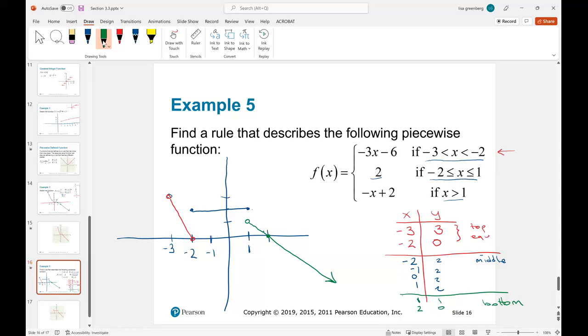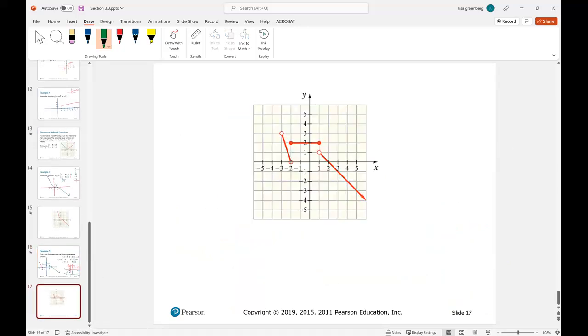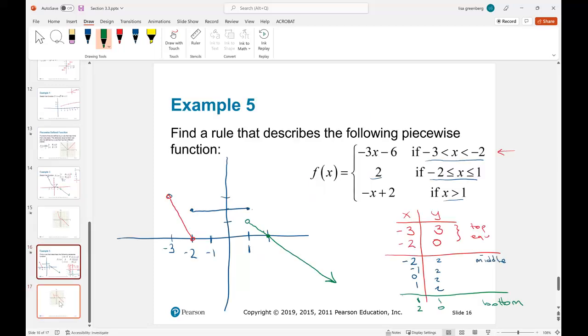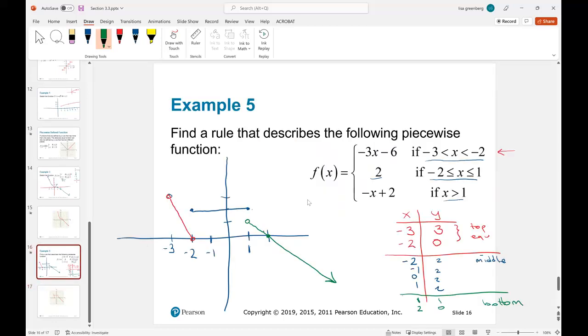I don't know why it says find the rule. I think it means find the graph. These over here are the rules for this piecewise function. This is the graph, and I think the next slide has a prettier graph, which looks like our graph, right? So this is exactly how you plot piecewise functions.